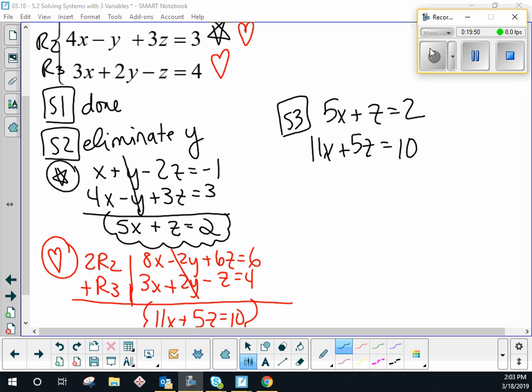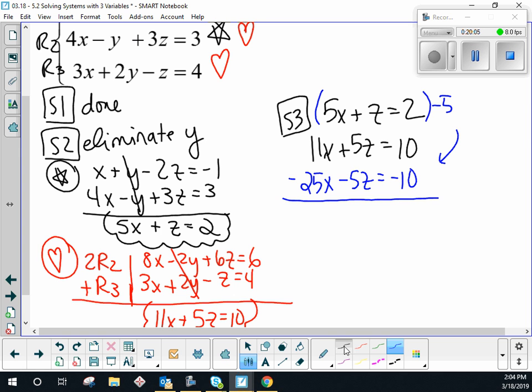How did you begin solving? Which variable did you eliminate? The z, right? So you did negative 5 here, which gives you negative 25x minus 5z equals negative 10. Cancel, cancel. Negative 14x equals 0. So that makes x equal to 0, right? You divide both sides by negative 14. So x equals 0. All right.